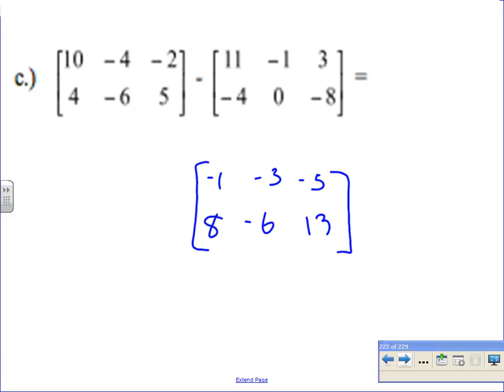Good job, positive 13. 8 is correct. This 8, 4 minus negative 4. That's all right. They get tricky. Annalise?